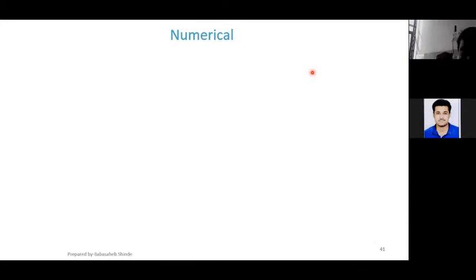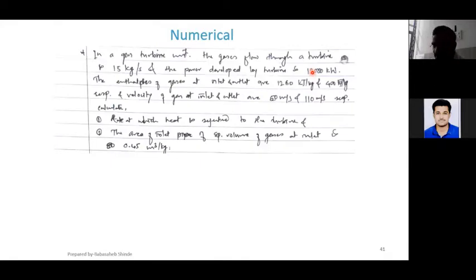Now we are going to begin with numericals. Instead of following the way that we saw numericals in unit number 1 or unit number 2, the numericals based on the first law of thermodynamics, that is Q is equal to delta U plus W, now we are going to use a different approach.